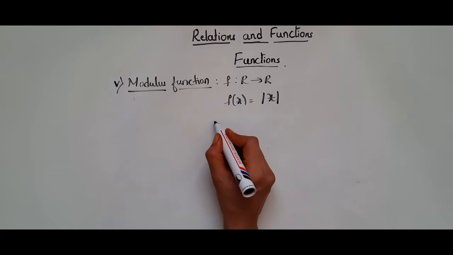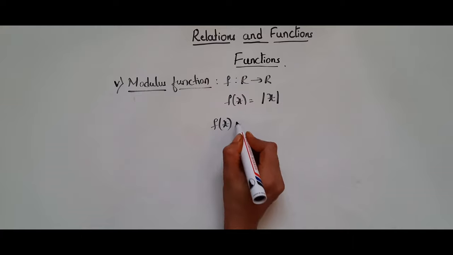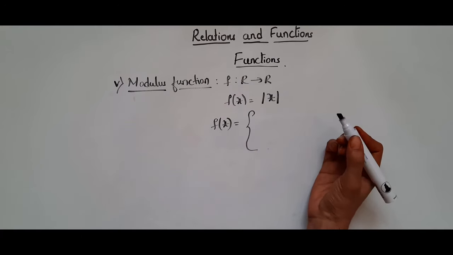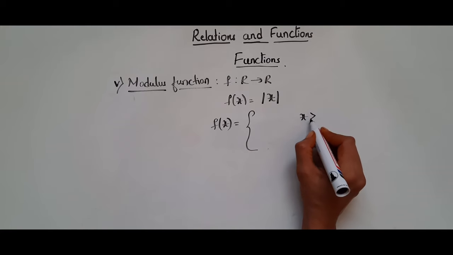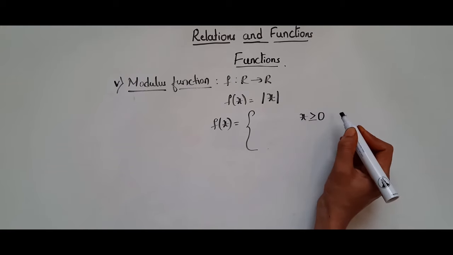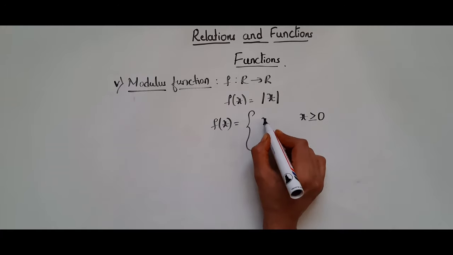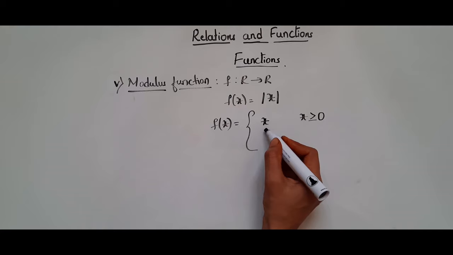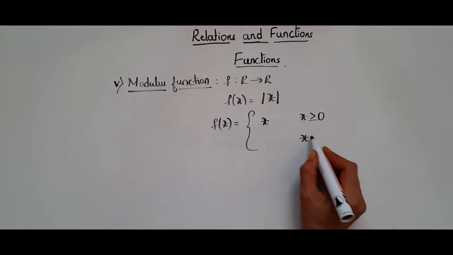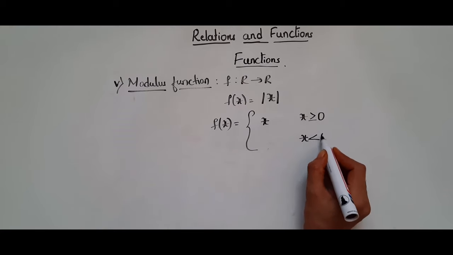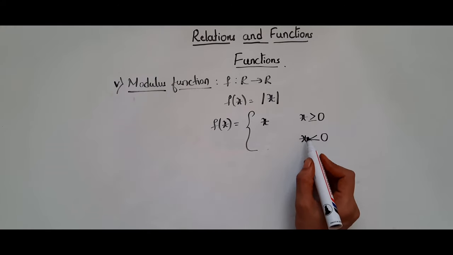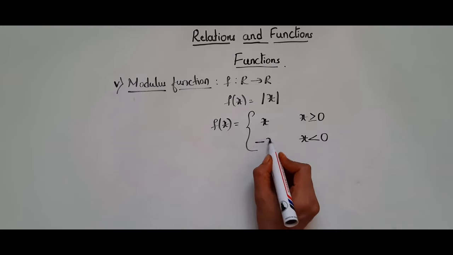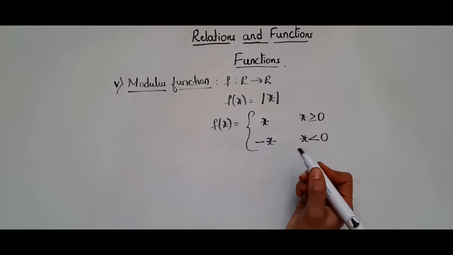Now let's break this function. So what I mean is f of x is equal to x when x is greater than or equal to 0, the function remains x, which means x is a positive value. So it gives a positive value itself. Now when x is negative, that means it's less than 0, which means x is a negative value. So when x is negative, f of x will give you minus x. You have to take f of x as minus x.